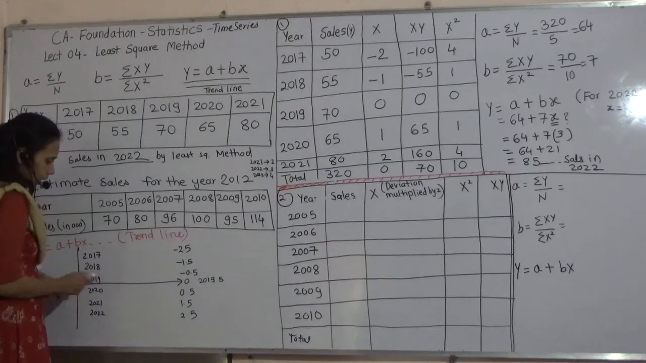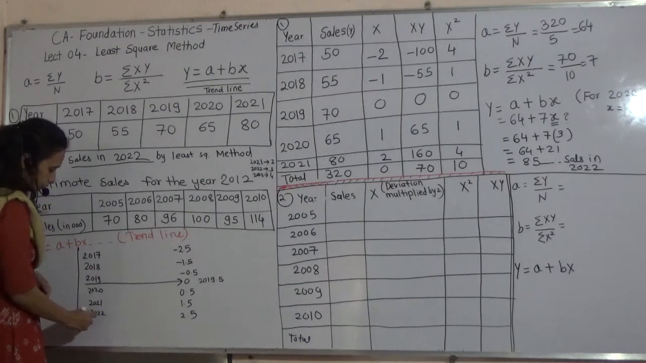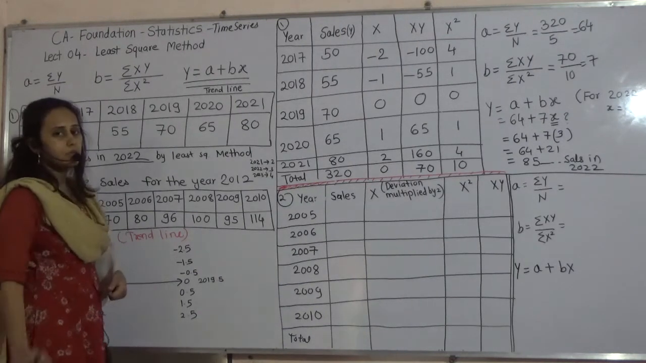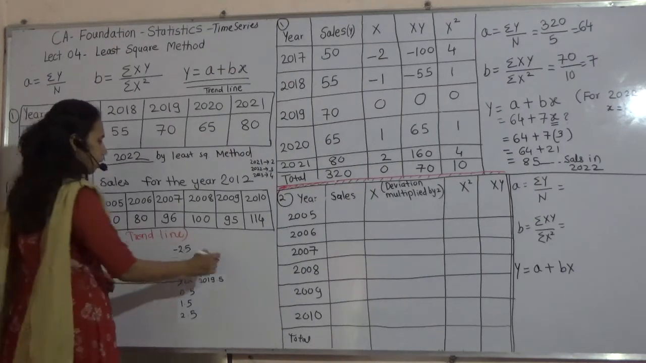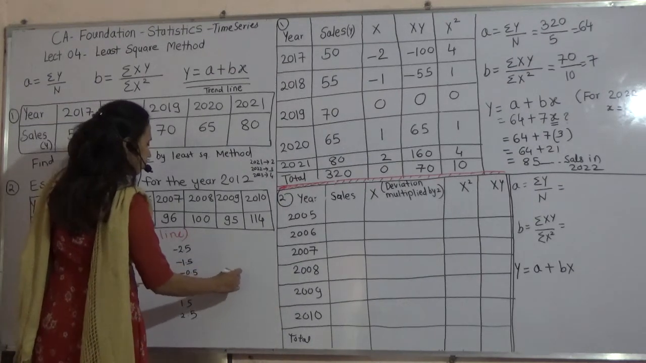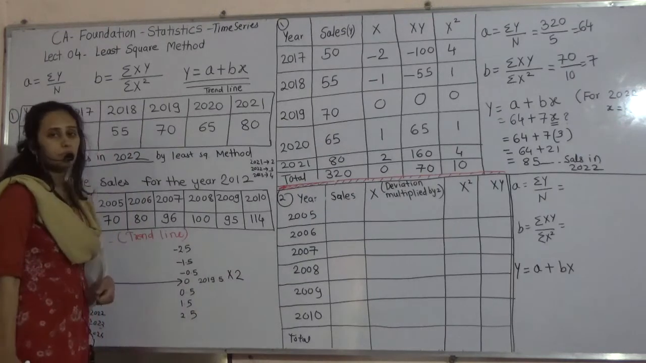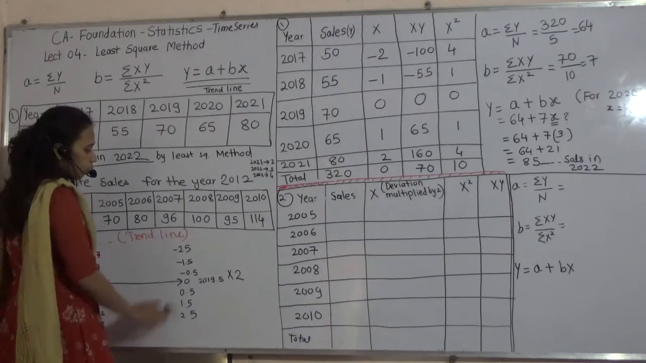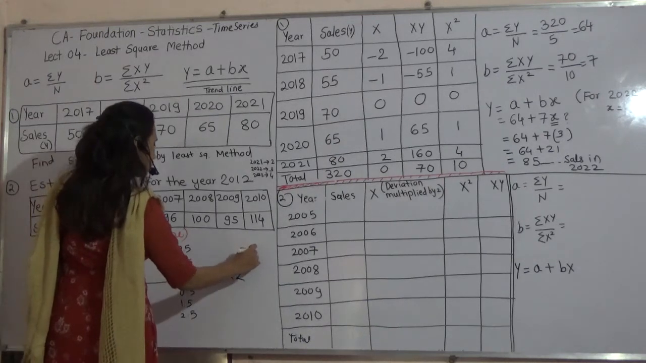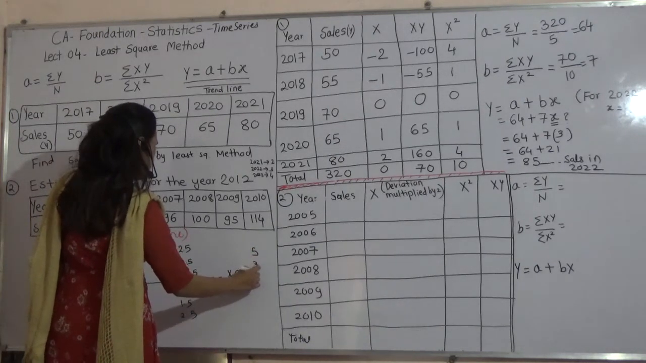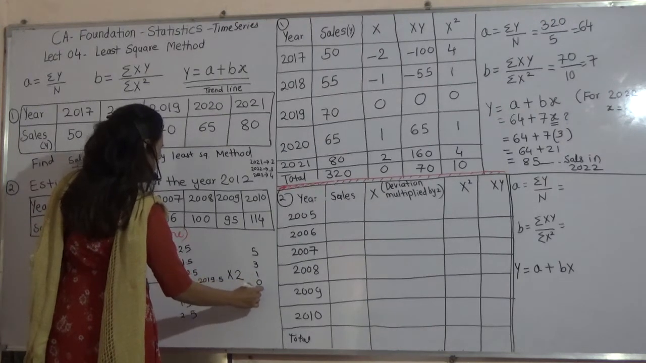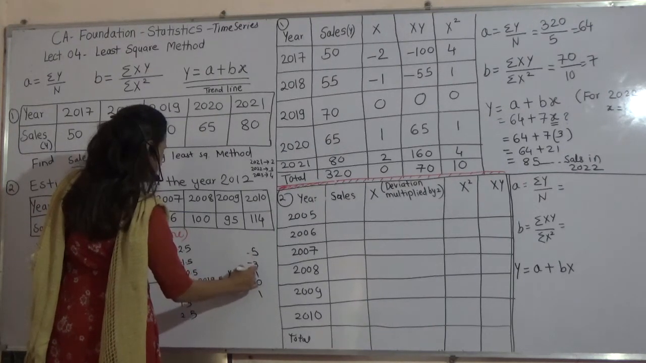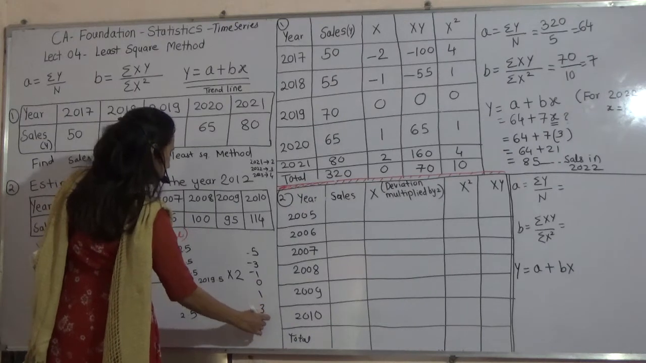Likewise, if they have asked you 2023, 2024, they may ask you anything. But for the sake of calculation, what we are going to do, we are going to multiply all these, because with points we may get confused. So we are going to multiply all the figures by 2. You get 5, 3, 1, 0. This will be minus. Then 1, 3, 5.